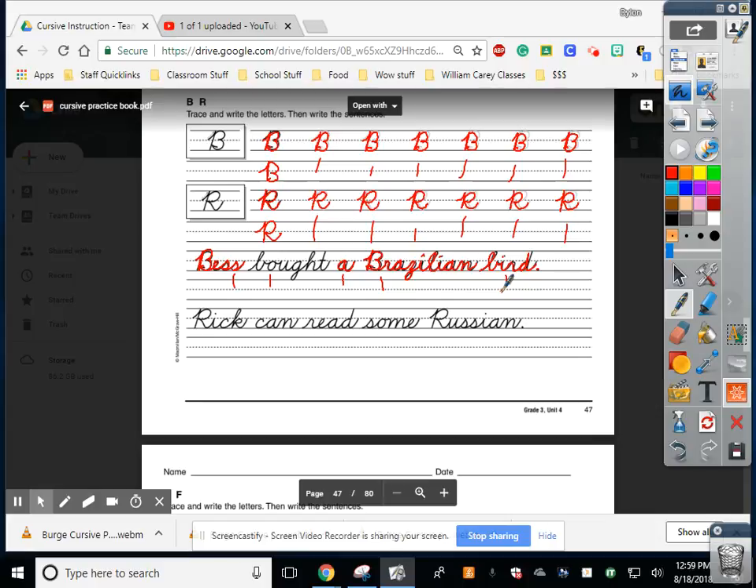Then it says, Rick can read some Russian. Okay, so Rick, same thing. Rick, R-I-C-K. You do not have to pick up your pen for capital R because they do connect with lowercase. Read some Russian. That language is from Russia. R-U-S-S-I-A-N. Period. Dot your I. All right.